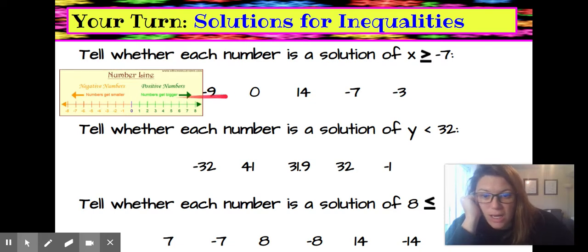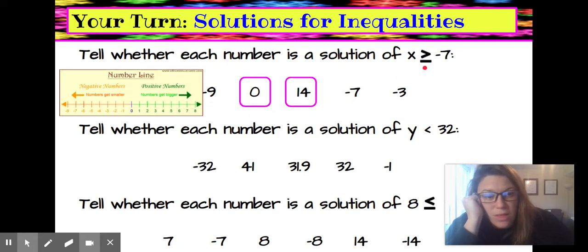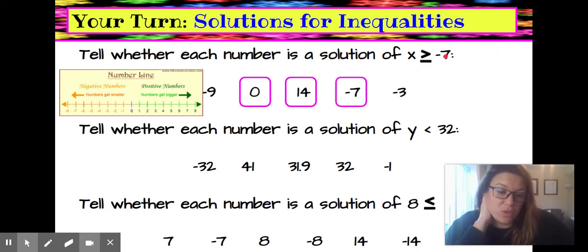So -9 is not greater than -7. That's not a solution. 0 is right here. Is that greater than -7? Yes. 14, yep, that's way over here. That's greater than -7. This has a line underneath, which means -7 is a solution because it's equal to it, right? And then -3 is right here. So yep, that one works too.